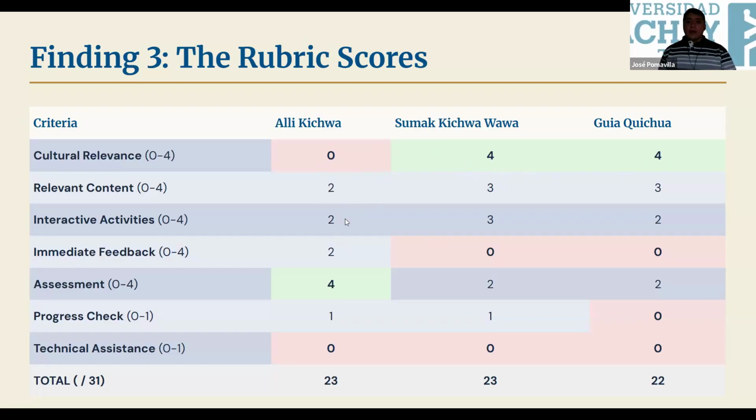Interactive activities. Aji Kichwa has the basic things like matching, selecting, and mostly listening and vocabulary activities, while Suma Kichwa has a little bit more interactive activities, but the problem is that Suma Kichwa is not actually teaching vocabulary and grammar. It's more like a storytelling activity. Of course, it's interactive. Guia Kichwa scored exactly the same as Aji Kichwa.